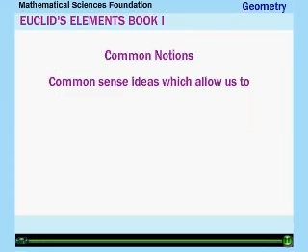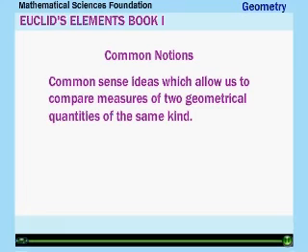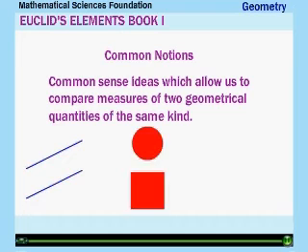The 5 common notions of Euclid are exactly what the name suggests. These are common sense ideas which allow us to compare measures of two geometrical quantities of the same kind. For example, they will allow us to compare the lengths of line segments, areas of two-dimensional figures, measures of angles, and so on and so forth.